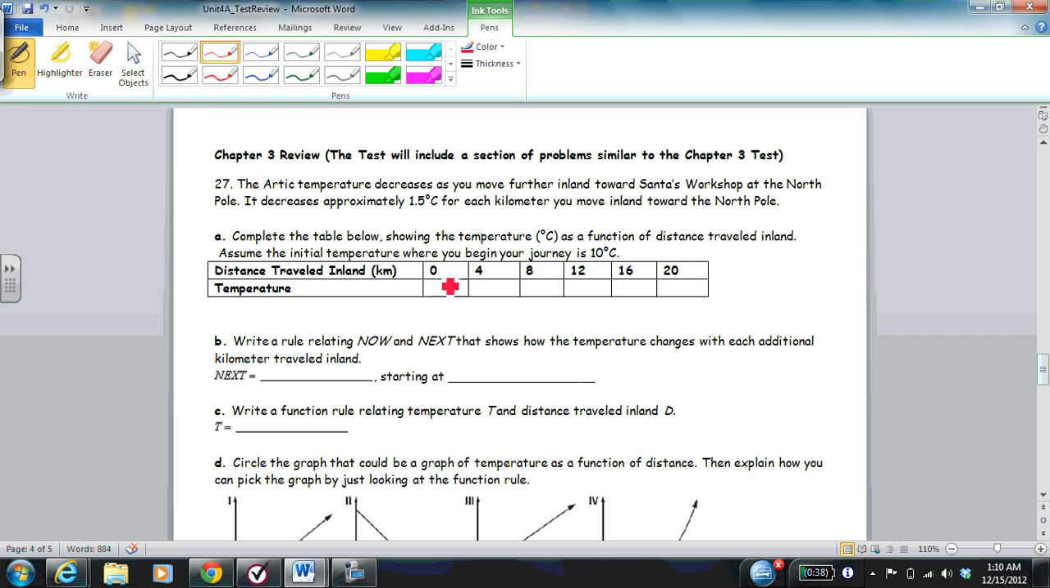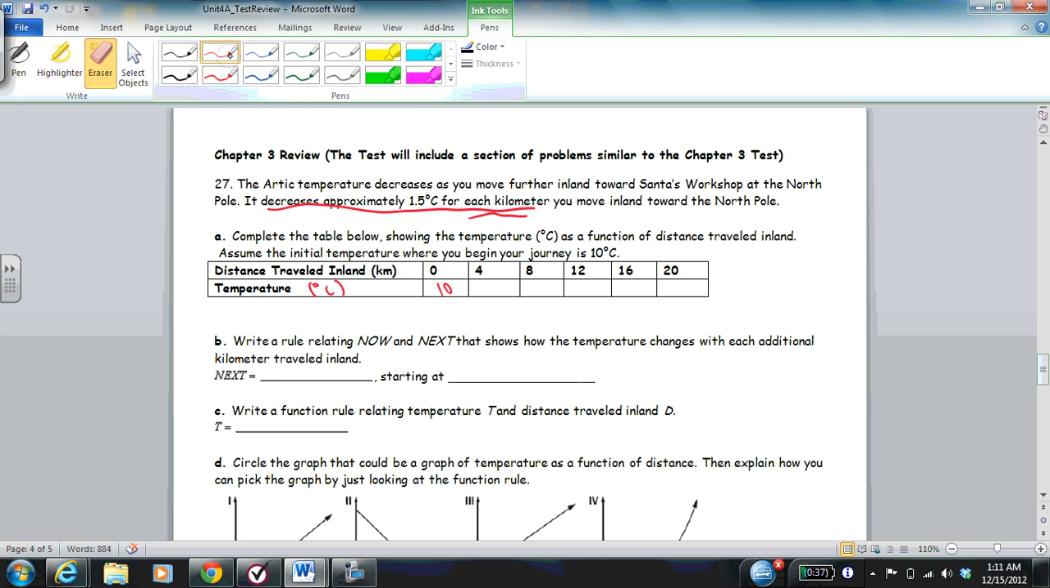So we begin our journey. We haven't traveled anywhere inland at 0 kilometers traveled. That's going to be 10 degrees Celsius at the start. Now, it says it decreases approximately 1.5 degrees Celsius for each kilometer we move inland. So it might be tempting to say, oh, the next value is going to be 8.5. But notice that on the distance traveled, the table is going up by 4s. So it's like we skip the values 1, 2, and 3 in the table.